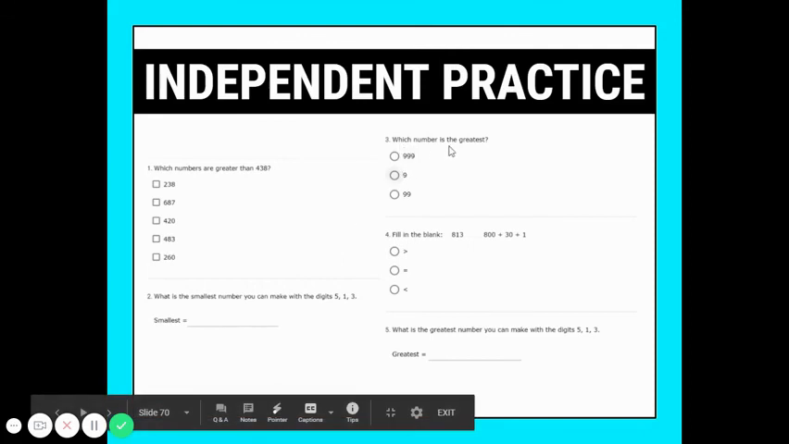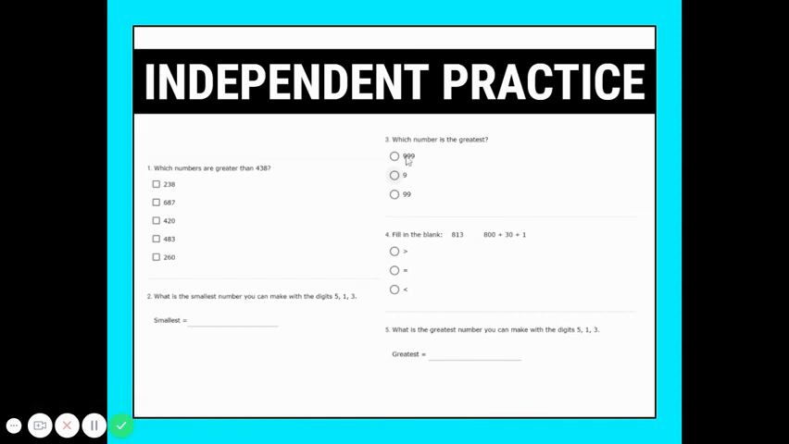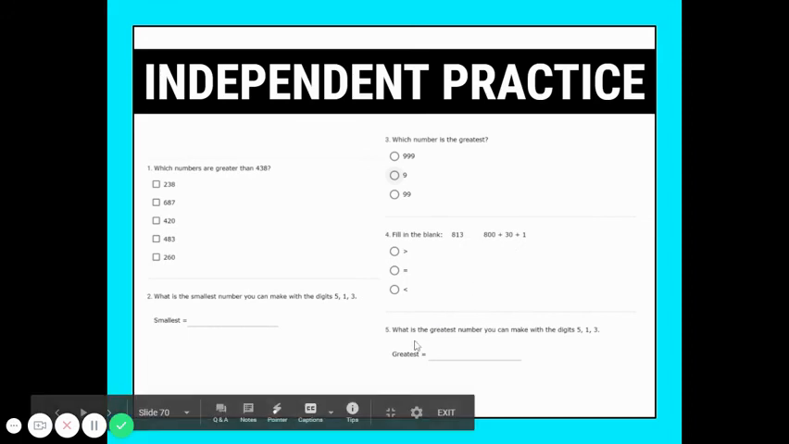Number 3, it says which number is the greatest. So you're going to click which number is the biggest number. Next, it says fill in the blank, 813 blank 800 plus 30 plus 1. So remember, when we do this, I like to turn this expanded form into a standard number because then it's easier to compare. And then the last one, what is the greatest number you can make with the digits 5, 1, and 3? So just like over here, you found the smallest, over here you're going to find the greatest or the biggest.